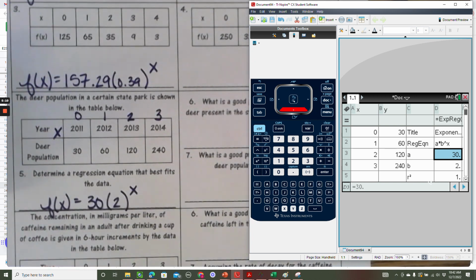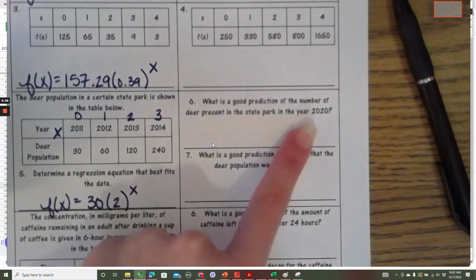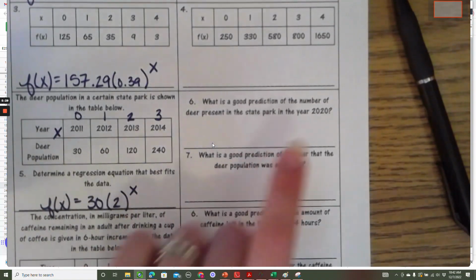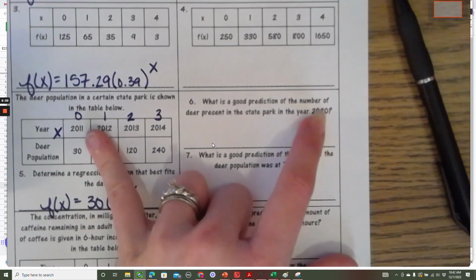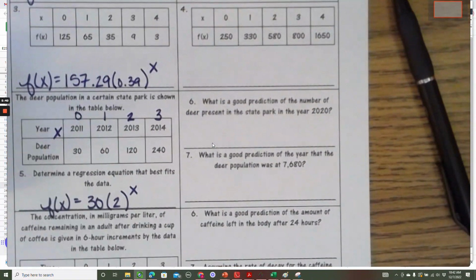And then what this question wants you to do is to make some predictions using that. So number 6 says, what is a good prediction of the number of deer present in the state park in the year 2020? So what they gave me, the year number, is that an f of x or is that an x? So how many years after 2011 would 2020 be? 9? So I would plug a 9 in there.